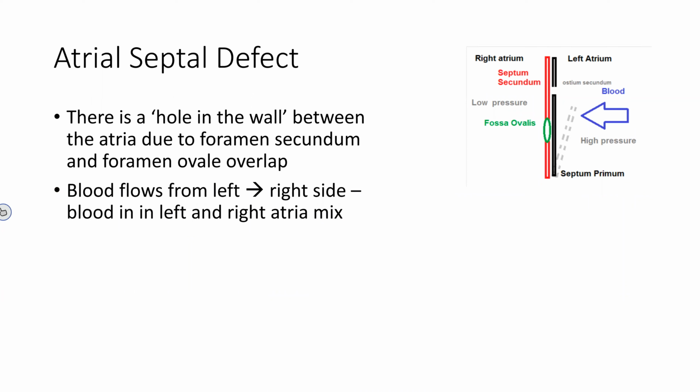Another defect is atrial septal defect, which is essentially a hole in the wall between the atria. And the ostium secundum and foramen ovale, the two holes overlap, and then the blood can flow from the left side to the right side.